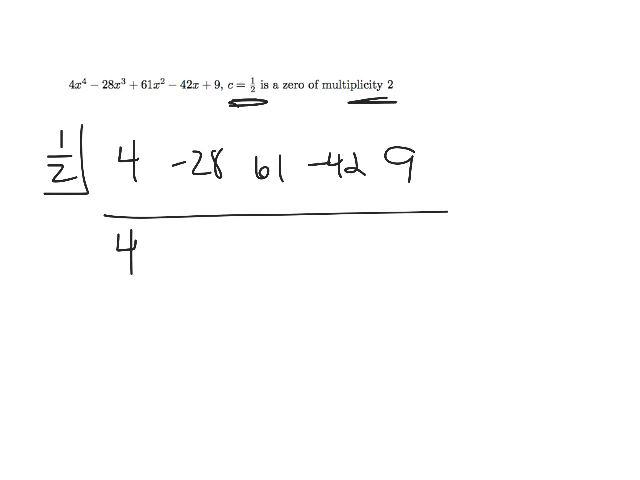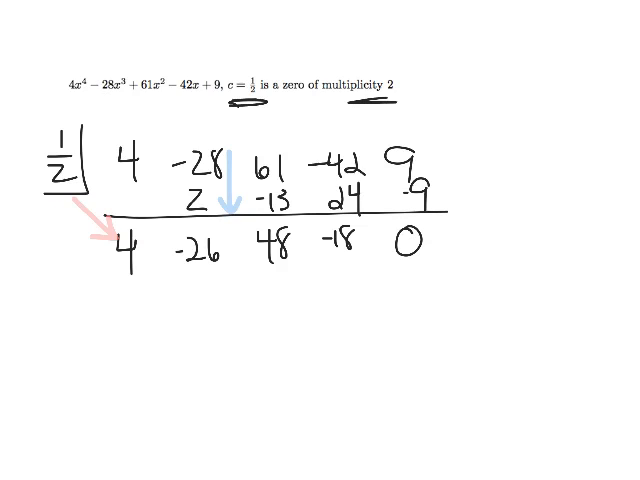So bringing down the 4, and then remember, multiply diagonally, and we're going to add vertically. So multiplying diagonally, 4 times 1/2, we get a 2. Negative 28 plus 2 is going to be a negative 26. Multiplying diagonally, we are going to get a negative 13. 61 plus a negative 13 should give me a 48. Multiplying diagonally, we get a 24. Negative 42 plus a 24 should give me a negative 18. And again, multiplying diagonally, we get a negative 9 there, and adding vertically, we get a 0.